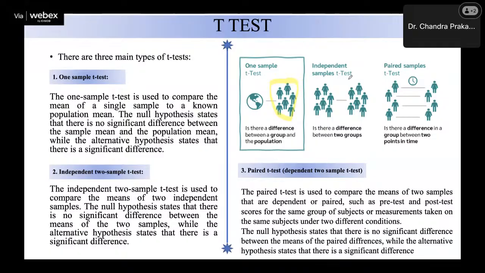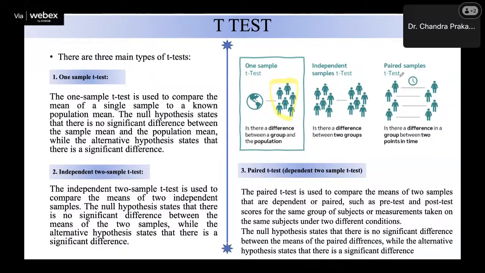The other one is the independent two-sample t-test. The independent two-sample t-test is used to compare the means of two independent samples. The null hypothesis states that there is no significant difference between the means of the two samples, while the alternate hypothesis states there is a significant difference. So we consider: is there a difference between the two groups? For example, we identify the effect of a particular medicine on males and on females. That is the independent sample t-test.